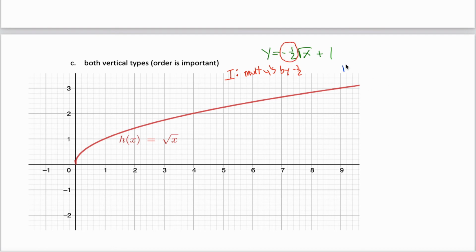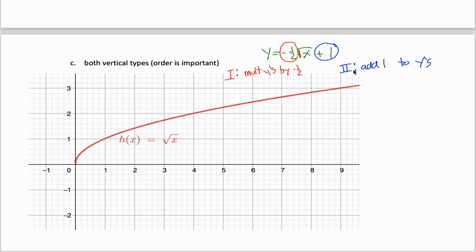The type 2 vertical transformation comes from this positive 1, and that tells me that I need to add 1 to the y coordinates. Does it matter which order you do things in? Like if I added 1 first and then multiplied by negative 1/2, would I get the same answer as if I multiplied by negative 1/2 and then added 1? Turns out no, you would not get the same answer, and yes, it is very important the order that you do these in.